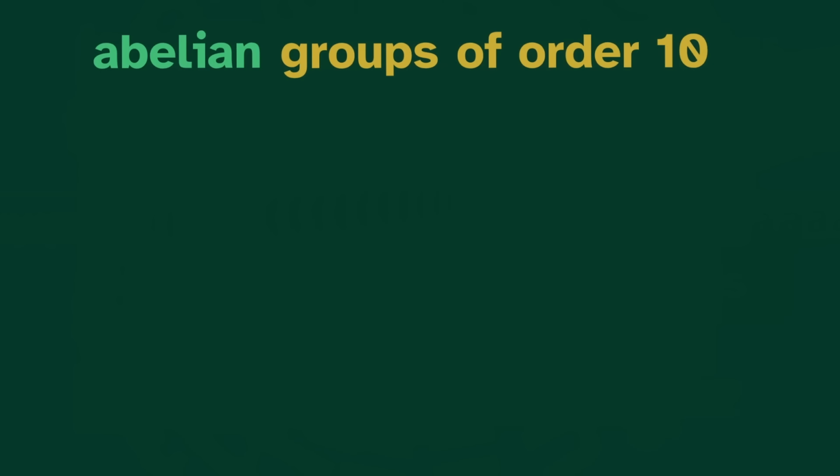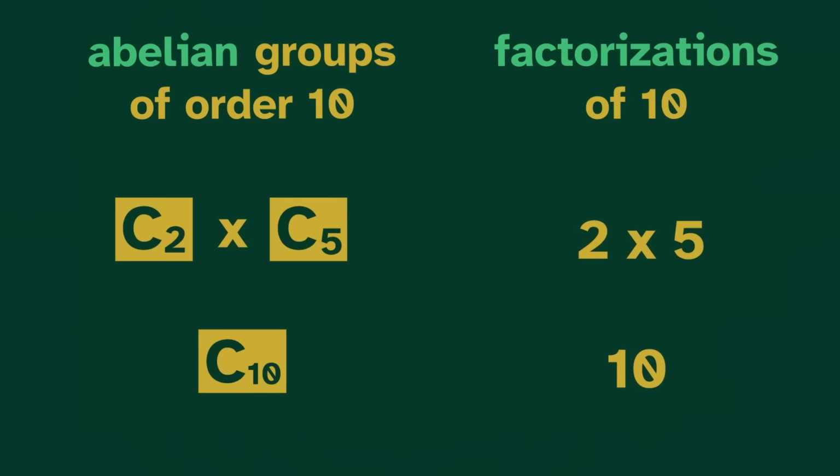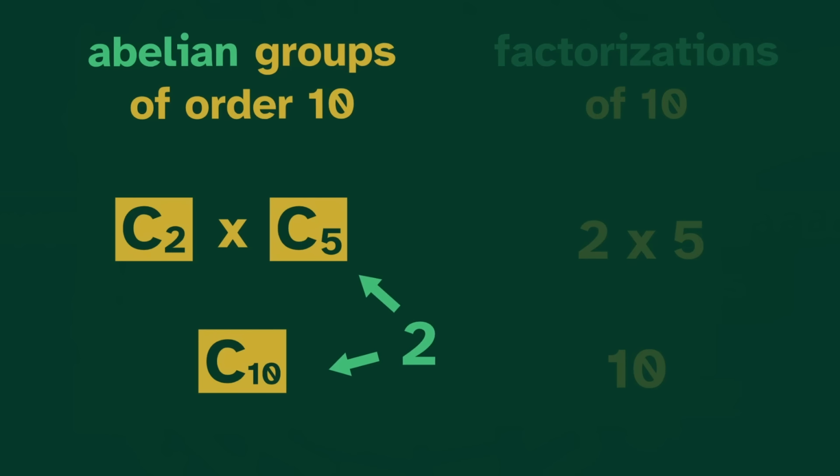Next, the groups of order 10. Let's find the abelian ones using the funtofinag. Okay. The factorizations of 10 are 2 times 5 and just 10. So that means we have C2 times C5 and C10. There are 2 abelian groups. Wrong! There is only one.